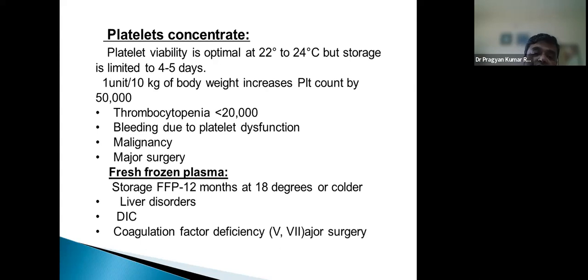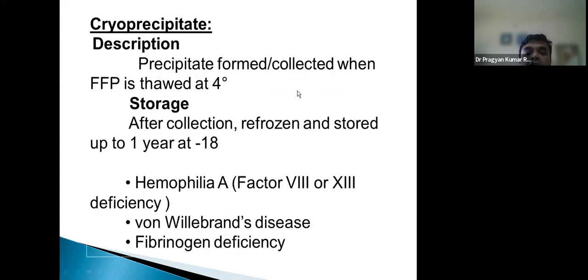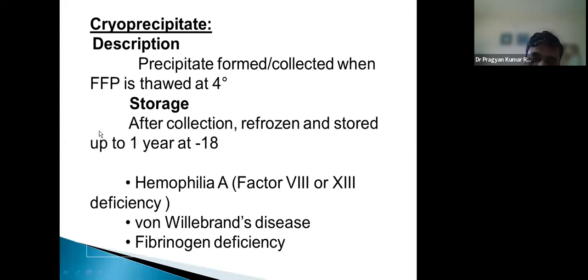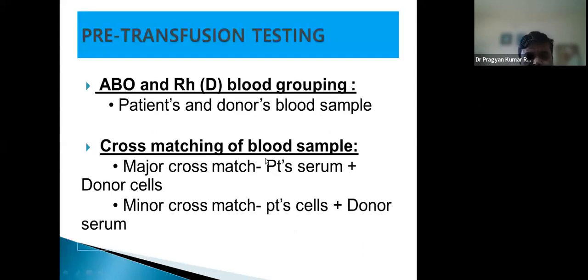Fresh frozen plasma is very beautiful because it can be stored for 12 months at 18 degrees or cooler. Liver disorders, DIC and coagulation factor deficiency require just fresh frozen plasma transfusion. Coming to cryoprecipitate, it is the precipitate formed or collected when FFP is thawed at 4 degrees. After collection, it is refrozen and stored up to 1 year at 18 degrees centigrade. Like FFP, it can be stored for 1 year. It is mostly given in hemophilia A, von Willebrand's disease, and fibrinogen deficiency.